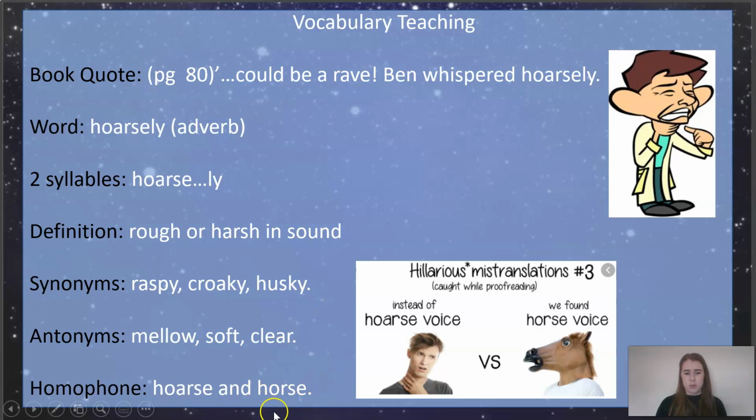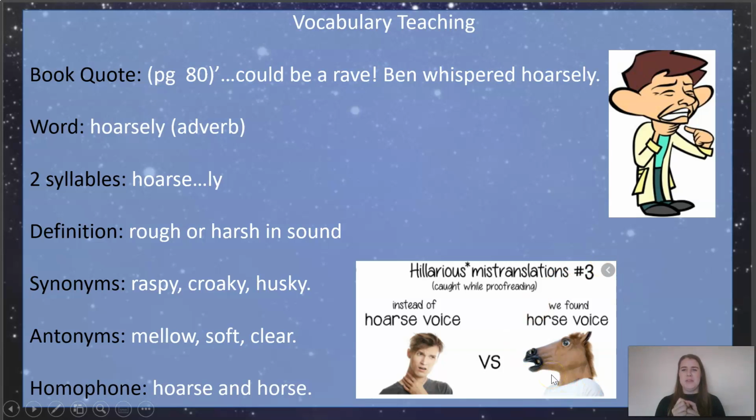Now, here, if we have a look at this word horse, okay, this is a horse, this is the animal, okay, so this is the noun. When we describe something as being hoarse, that's when we describe someone as having a hoarse voice. So here we say, instead of a horse voice, we said we found a hoarse voice.